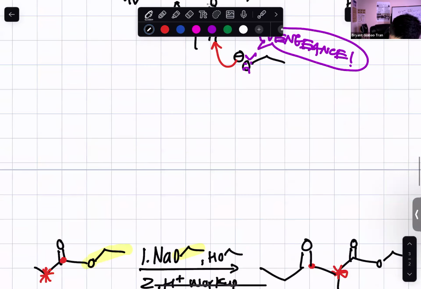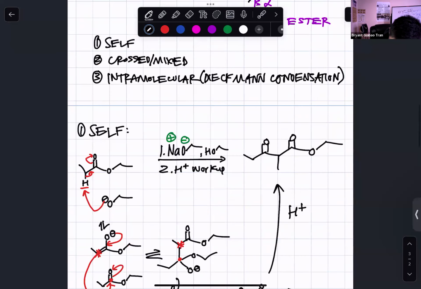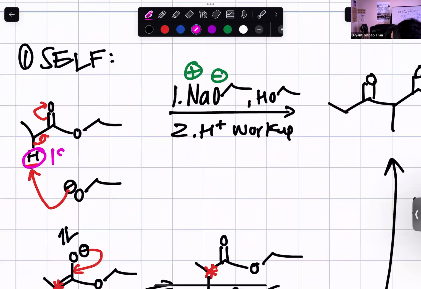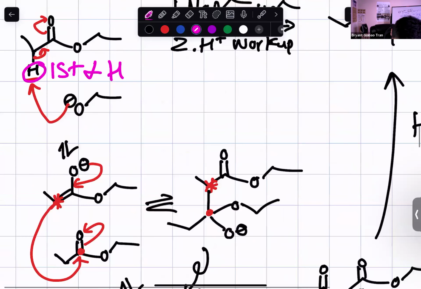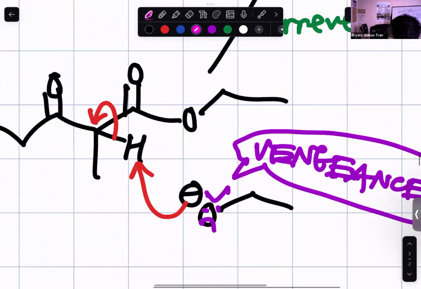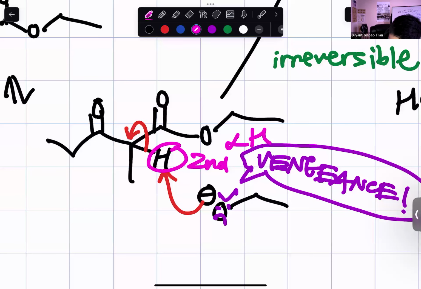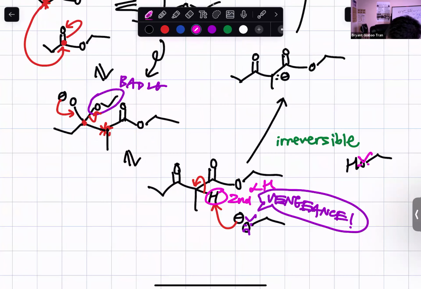Right. So this is the first alpha hydrogen right here that got deprotonated to generate this nucleophilic enolate ion. That's the job of the first alpha hydrogen. Then somewhere in the mechanism, when we kick out the bad leaving group looking for its vengeance, the second alpha hydrogen on the same carbon is used to quench the bad leaving group to become a happy leaving group.